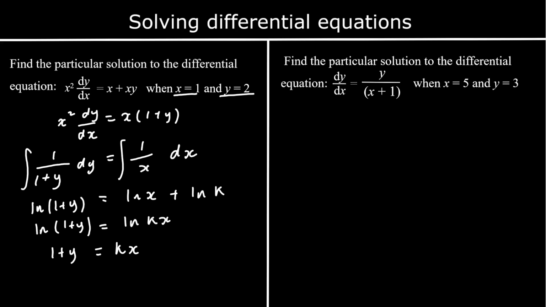And then we can substitute in x is 1, y is 2, and find out what k is. So when x is 1 and y is 2, we're going to get 3 equals k. So k is 3, which means our answer is 1 plus y equals 3x. Or if we write it in the form y equals 3x minus 1.